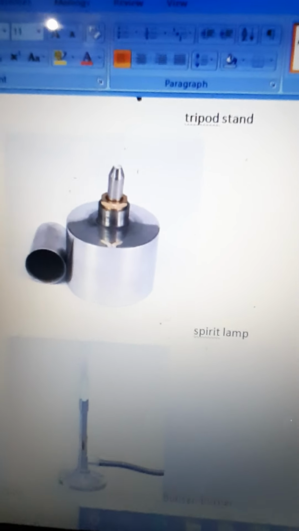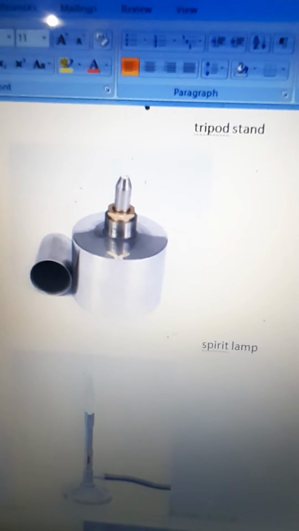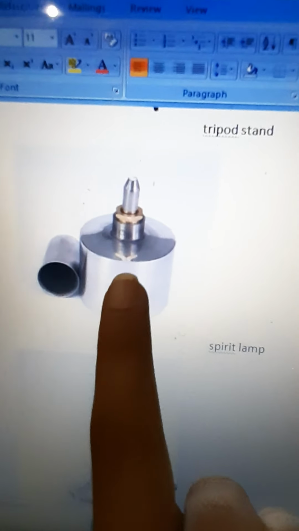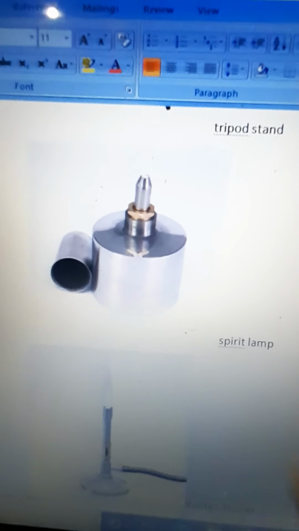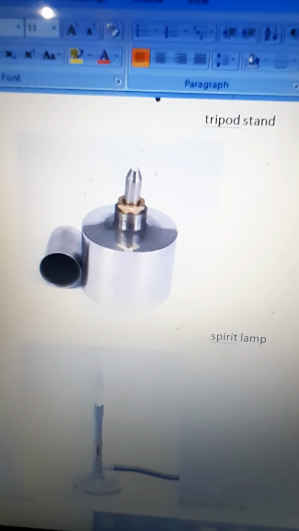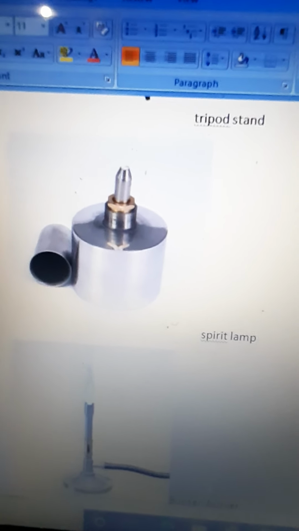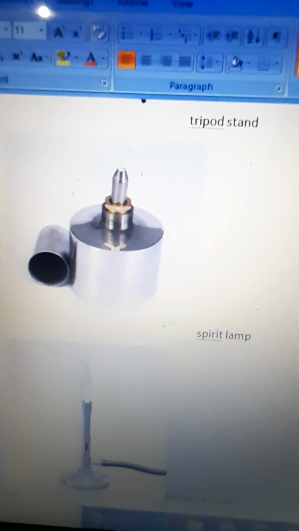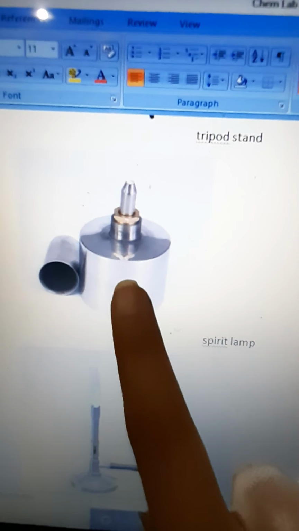This is a spirit lamp. Now spirit is a substance, it is a liquid which we put in the lamp. It's like kerosene, like we have the kerosene stoves. You put the kerosene in the small storage area and use it to light the stove. Similarly, we keep the spirit.